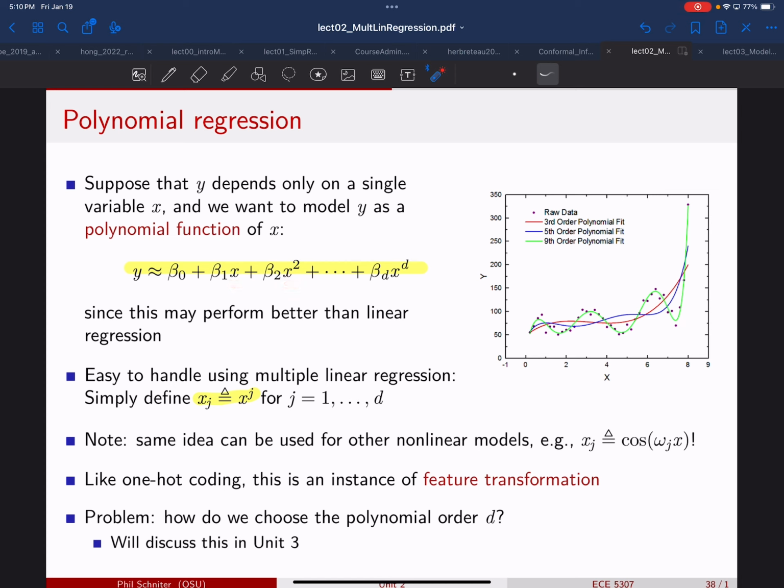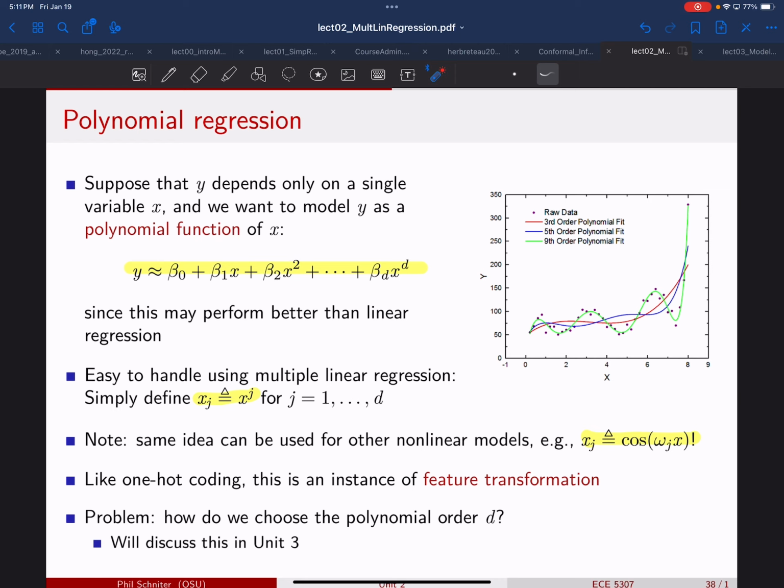And of course, this is not the only way you can do it. You could have all kinds of crazy nonlinear models like cosine of omega j times x for different omegas. You could assign those to your different xj's. Now this is, again, nonlinear in x. So there's all sorts of things you can do. And so really, linear strategies can be very powerful if you combine them with nonlinear processing, either on your features or on your targets. You also saw that in the homework due today. The last problem was another example of that.